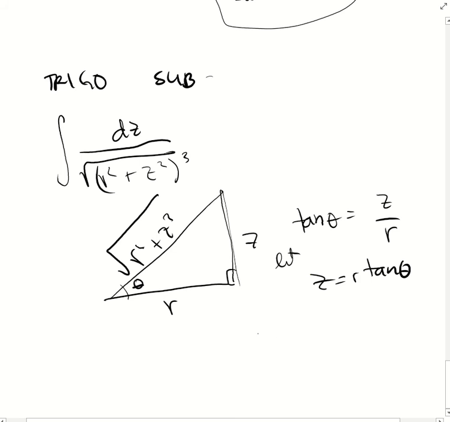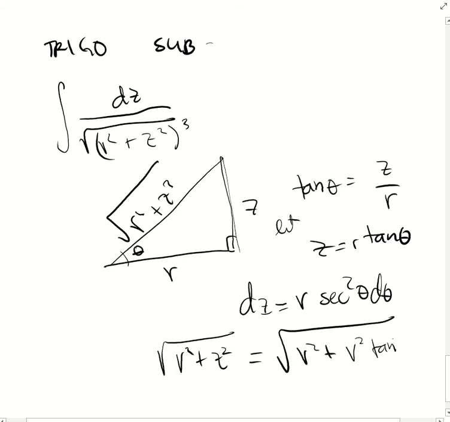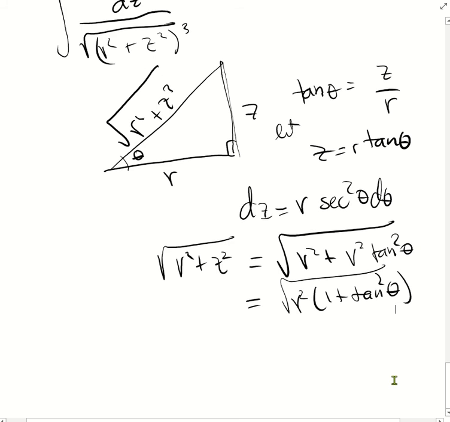Then what's next? What is dz? dz is equal to the derivative of r tangent theta. That's the derivative of tangent, it's just secant squared theta d theta. Then next, how about the square root of r squared plus z squared? This is equal to the square root of r squared plus, ano yung z natin? R tangent theta. Square mo, magiging r squared tangent squared theta. Factor out yung r squared, so 1 plus tangent squared theta. Then, applying identity, 1 plus tangent squared theta is just equal to secant squared theta. So, r squared times secant squared theta. You take the square root, and then magiging r secant theta.